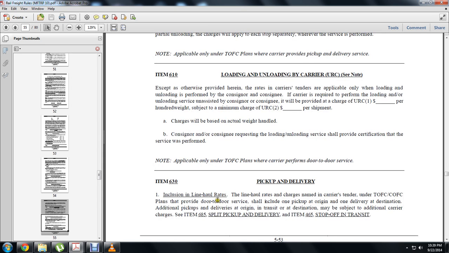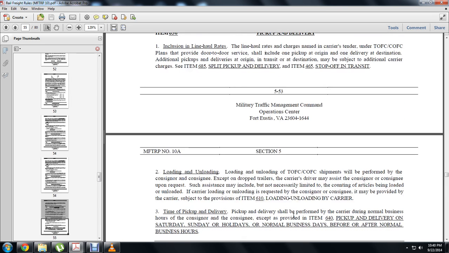Pickup and delivery, including the line haul rates, line haul rates for the charges named in the carrier's tender TOFC and COFC, provided that the door-to-door service shall include the pickup at the origin and delivery at the destination. Additional pickups and delivery at the origin and transit destination may be subject to additional carrier charges, and split pickup of delivery item to stop off in transit.